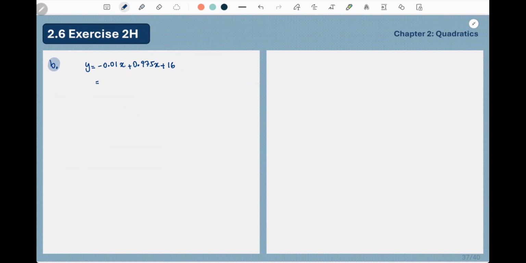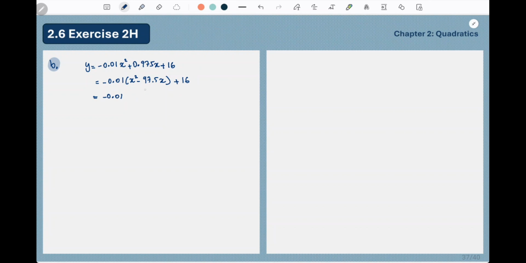So we've got to complete the square. So how are we going to do it? We're going to factorize by minus 0.01, just on these two terms. And how are we going to find the second term? We're going to divide 0.975 over minus 0.01, and that eventually gives us minus 97.5x. So all I'm doing here is just factorizing by this term over here, and 16 I'm not going to touch it.